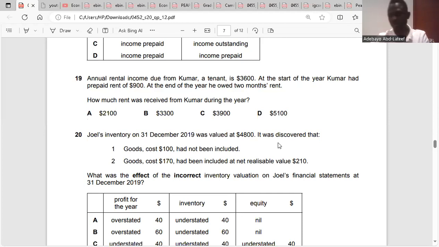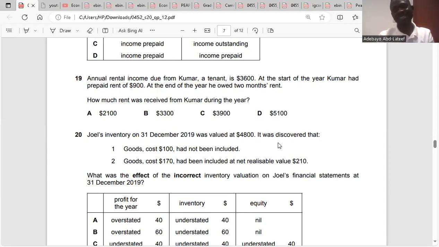Annual rent income due was 3,600. At the start of the year, there was a prepayment of 900. You take it away from the 3,600. You have 2,700. At the end of the year, Kuma was owing 2 months. The 3,600 divided by 12 is 300, so each month is 300. So that means it's owing 600. So 2,700 minus 600 is 2,100. Do you get it? Yes, I get it now.